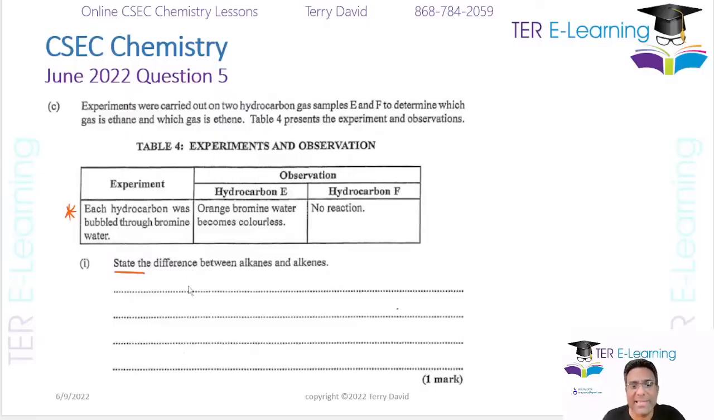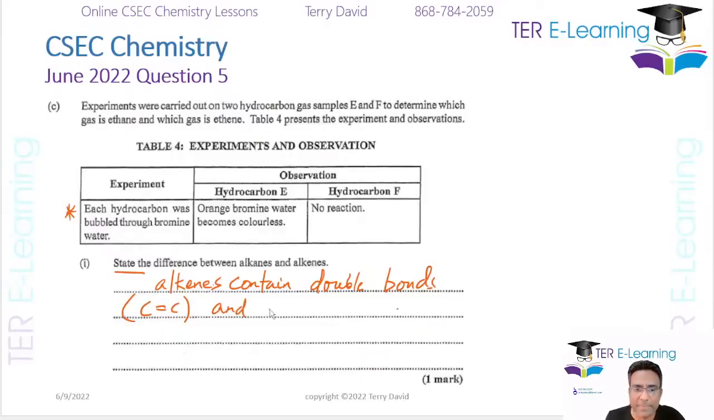But the first part, they said state the difference between alkanes and alkenes. So alkenes contain double bonds, right? You have plenty space here, so you could even put C=C. Alkenes contain double bonds, and alkanes contain single bonds, right? And when I say single bonds, I mean carbon to carbon single bonds. There's only one mark, so any simple answer you give, you'll get a mark.